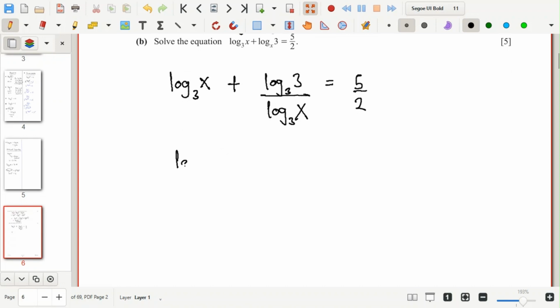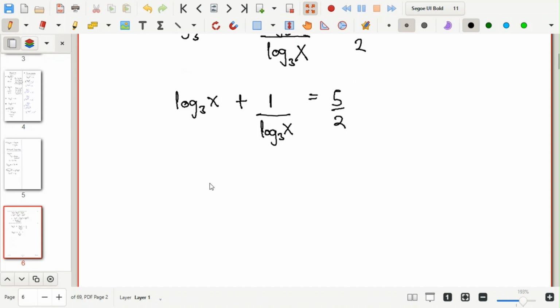Okay, so let's see how it goes. Any logarithm to the same base is 1. Okay, so that's it. Not difficult at all. So right now I have log x to the base 3, log x to the base 3. Now I can just write it in this form. I can just let log x to the base 3 be equal to y.